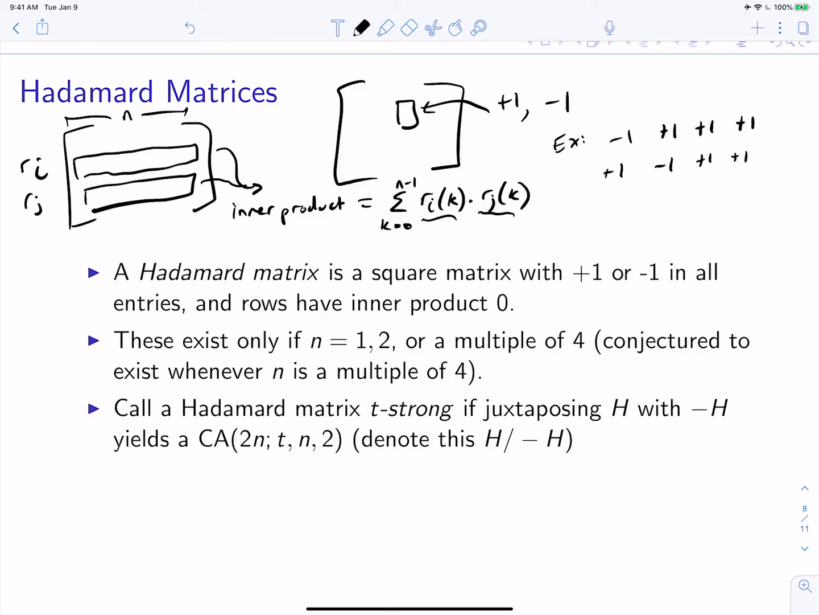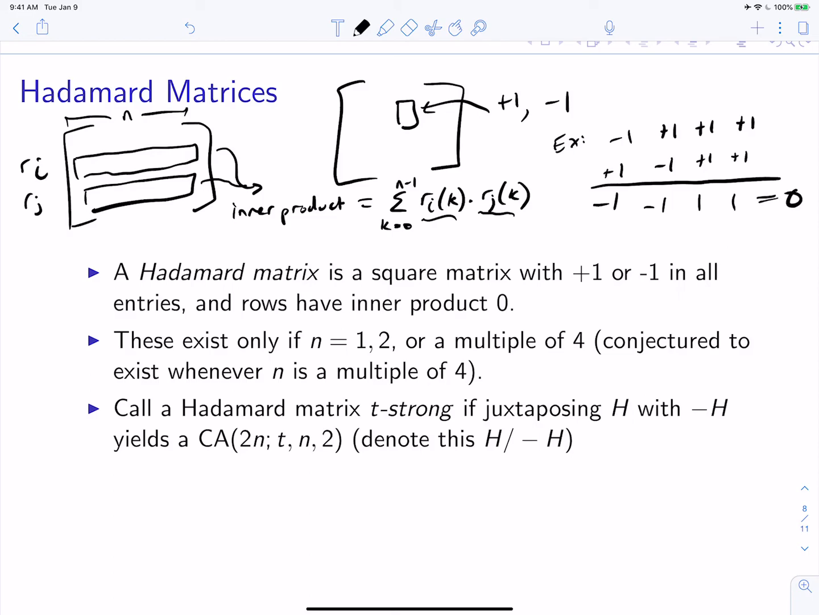Yeah, that's right. I confused myself. So let's do the product top to bottom. So -1 times +1 is -1, +1 times -1 is -1, +1 times itself is 1, +1 times itself is 1. And if you add all of these up, we get 0.